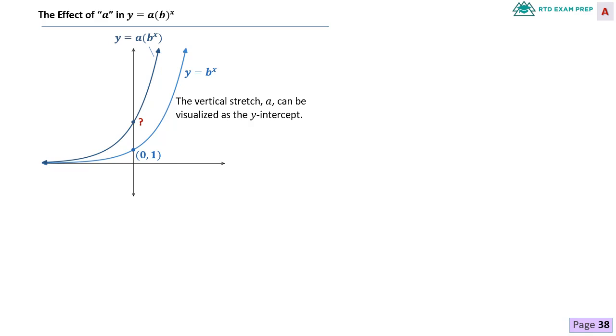In Math 30-1, we tend to associate our transformations with parameters. Here, we're going to look at the effect of a vertical stretch on our exponential function. Note that a can also represent a reflection in the x-axis.